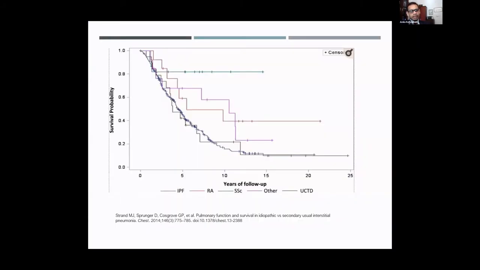So, for example, this study published in CHEST 2014 by Strand and group found that if you have a diagnosis at the disease onset, in certain conditions like idiopathic pulmonary fibrosis, which carries poor prognosis, as you can see in this green curve, and if you go for the other purple or other curves, you can see that in connective tissue disease associated interstitial lung disease the prognosis would be far better.